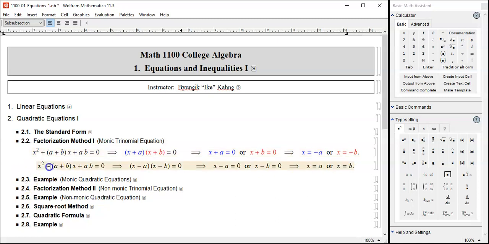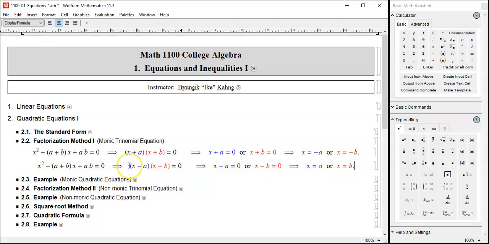Or you may have a negative sign over here. In that case, this a times b is, as a matter of fact, negative a times negative b. So in that case, you can factor like this. x minus a times x minus b is equal to 0. So either the blue factor is 0 or the red factor is equal to 0. From the blue factor, you get x equals a. From the red factor, you get x equals b.